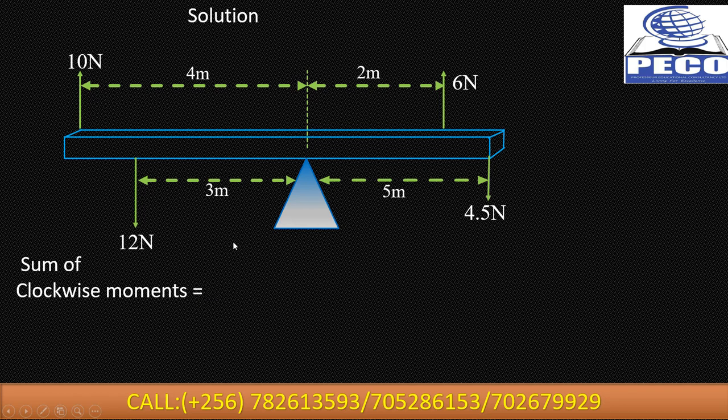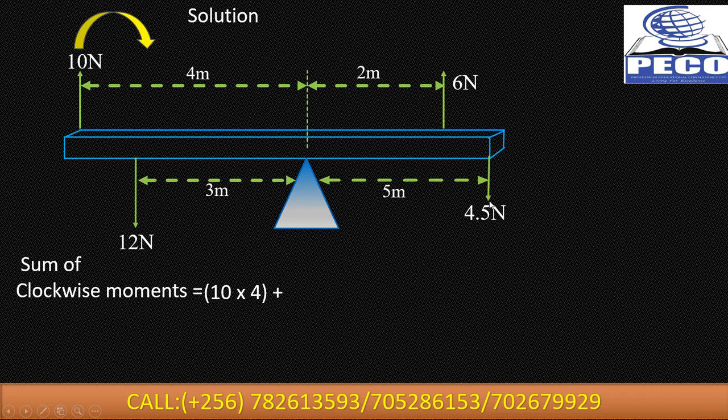Now, looking at this force of 10 newtons, this force of 10 newtons will make this beam turn in a clockwise direction. So what is its moment from the turning point? Its moment will be 10 times 4. Now plus which other force? When you look at this one, can this make the body turn in a clockwise direction? No, this one will be anti-clockwise.